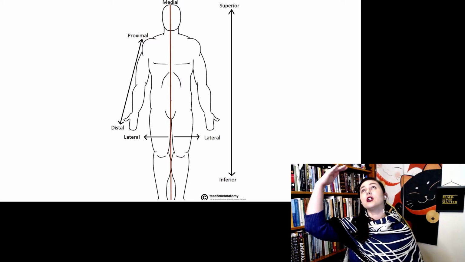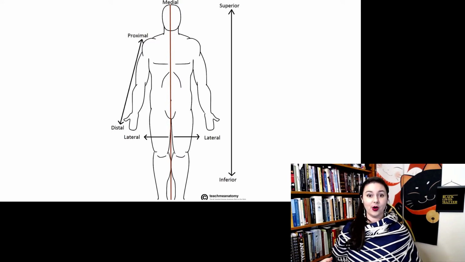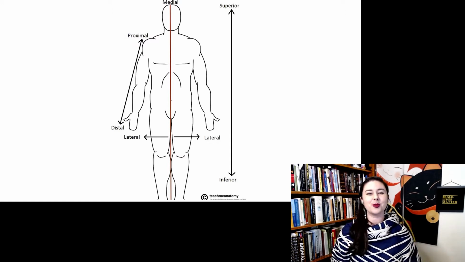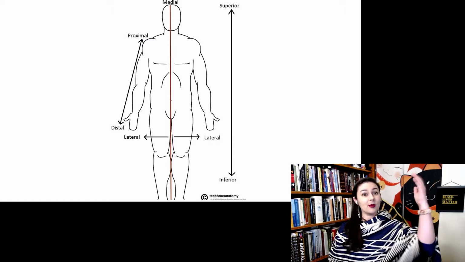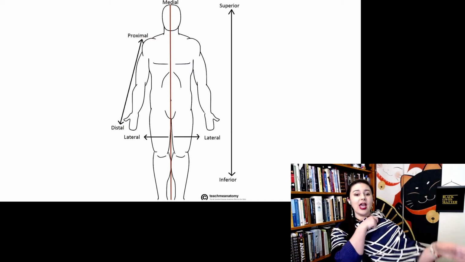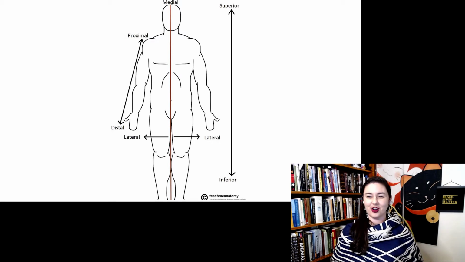You can see then from this position, we have a couple different directions we can talk about. We have superior or above, inferior, below. We have medial towards the center of our body and lateral towards the outside. Then when we're talking about our limbs, we have some special words. We have proximal towards our trunk and distal away from our trunk.